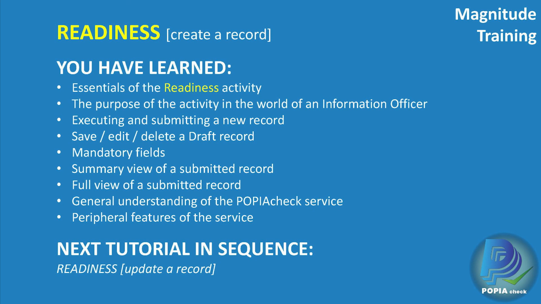We've had a look at the summary view of a submitted record, and by clicking on that, expanded it into a full detailed view of that same record. And we've had a quick look at some of the peripheral features of the service and referenced you to more specific resources at our website for those mini tutorials. Basically a general understanding of the POPIacheck service as well. The next tutorial in the sequence is readiness activity, updating a record, and I'll see you there.